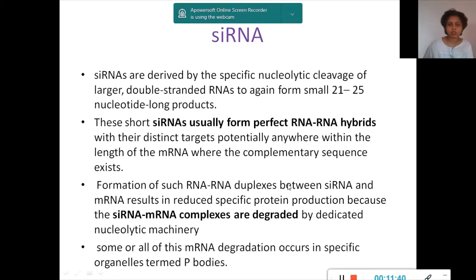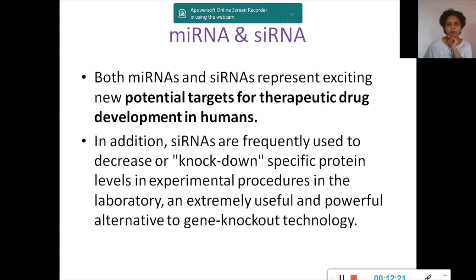So when the siRNA finds a complementary strand on the mRNA, it will go and bind there. And once it binds, various other nucleotide breaking enzymes such as Dicer come and bind onto the siRNA and mRNA complexes. The Dicer binds and degrades it, and so the mRNA translation will not happen here.